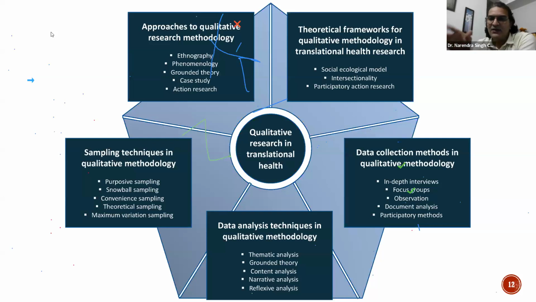Now, moving ahead, what are the data collection methods? The first is in-depth interviews. Largely, this could be a focus group. In a focus group, I can have 8 to 10 people. At the same time, I am asking the question, and different participants are giving their responses.